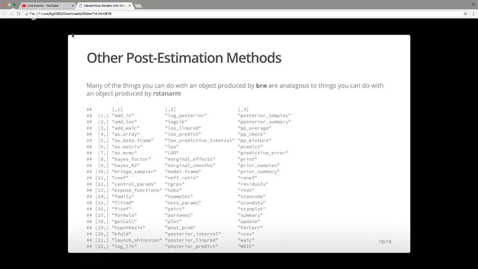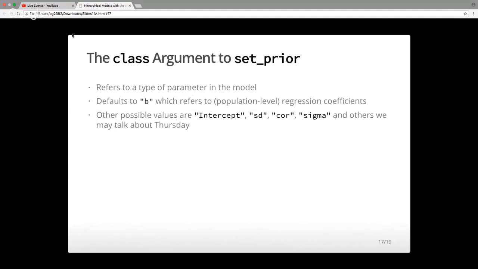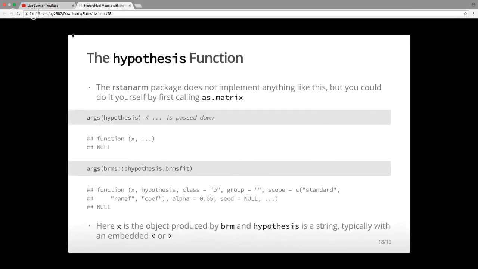So you can call launch_shinystan, you can use bayesplot, you can use loo, you can use bridge_sampler, you can use post_prob or whatever to get posterior probabilities on models. All these sorts of things that you could do with rstanarm output, you can basically do with output from brm, and maybe a few additional things, but we'll have to talk about those on Thursday when we actually do an example from start to finish using the stuff in the brms package.